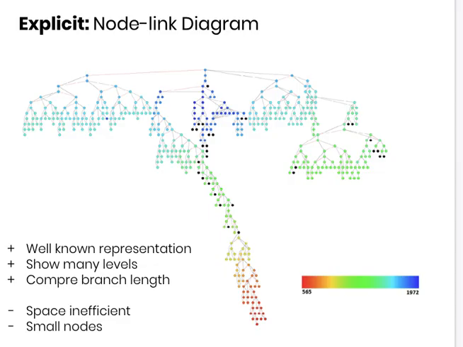Here is the most common representation for trees and hierarchies, the node link diagram. As I already said, this is an explicit relationship, an explicit tree representation. It's well known. It's a common representation. It can show many levels. It has a clear hierarchical structure, so to say.